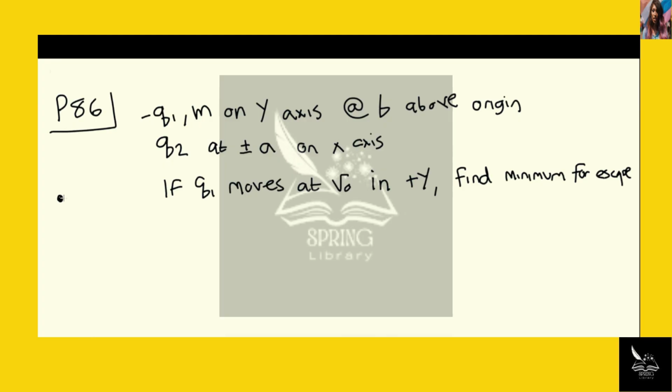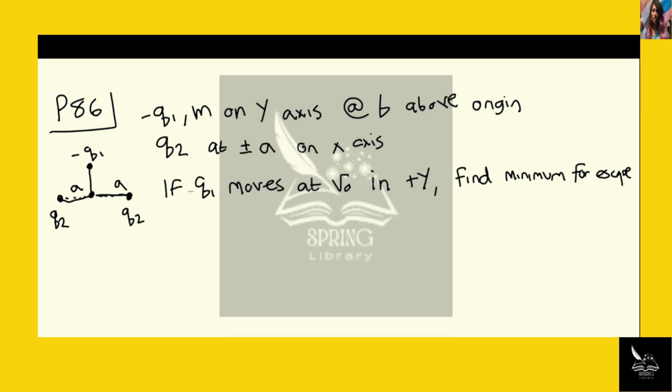Okay, in this problem we have two charges with positive charge Q2 located plus or minus A on the x-axis. And then we have another charge, negative Q1, located distance B on the y-axis above the origin.